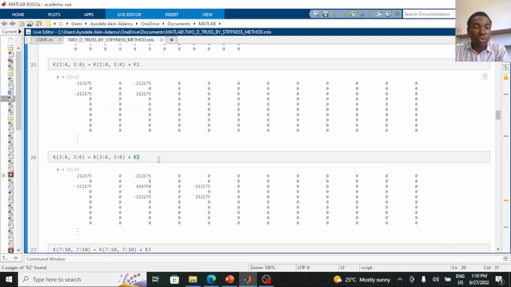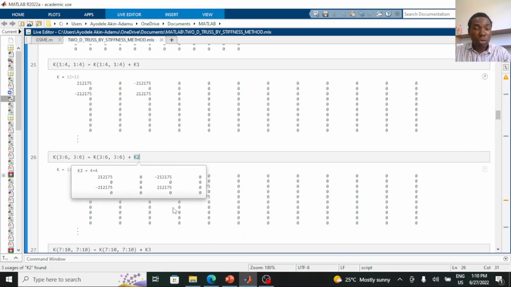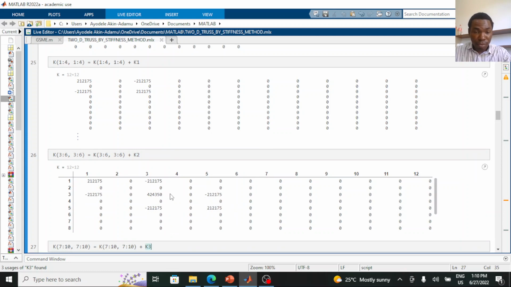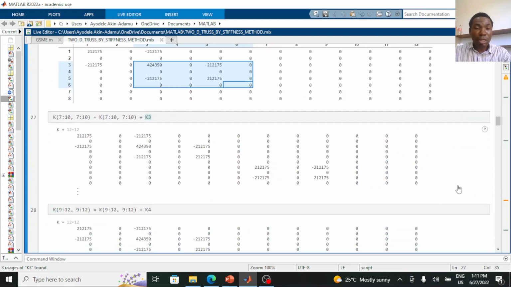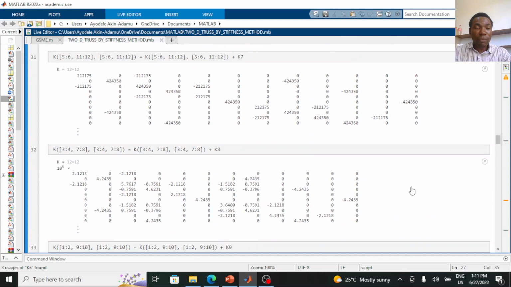So you do this for K2 too. K2 is located between degree of freedom 3 and 6. As in 3 to 6. You can see 3 column 6. That is 3, 4, 5, 6. Element 2 is located between degrees of freedom 3, 4, 5, 6. It means K2 is added at this position. So this is the K2 matrix which is added in this position of the global stiffness matrix. You do this for all the matrices till you get to the 11th matrix.